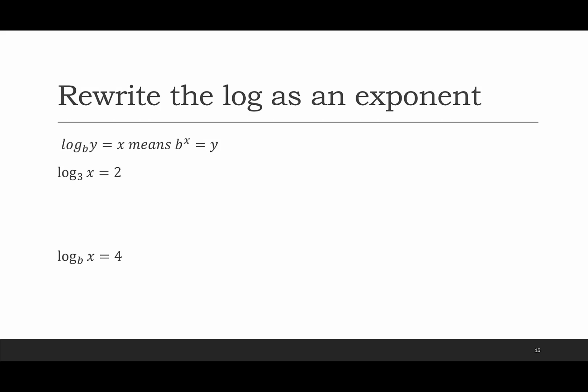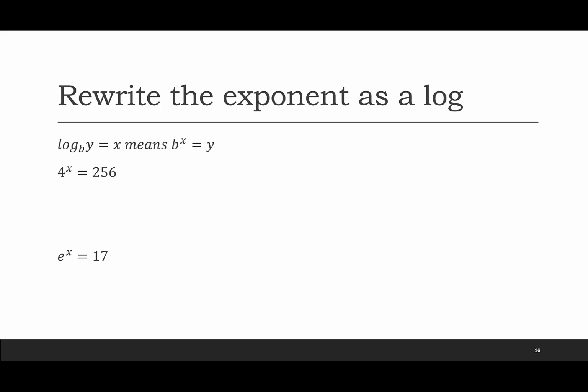So first one says log base 3 of x equals 2. The base of my log is 3. The base of my exponent will be 3. I'm raising 3 to the power 2. And that's going to give me x. Not trying to solve here, just trying to rewrite. The next one said log base b of x is 4. So base b means I have b to the 4th. So b raised to the 4th, that will give me x.